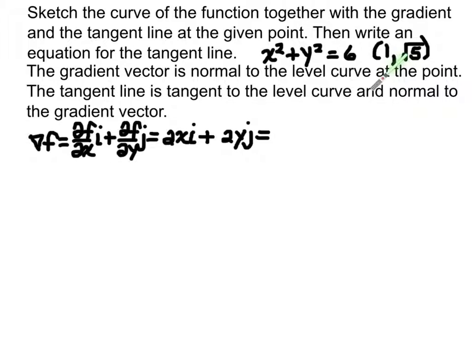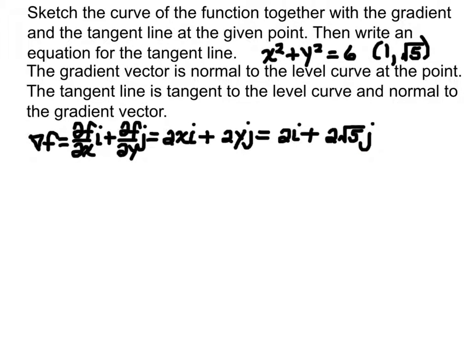Now, if we put in the point 1, square root of 5, for x and y, we get 2 times 1 is 2, so 2 in the i direction, plus 2 times y, which is 2 times the square root of 5, so 2 radical 5 in the j direction. So this is the gradient vector.